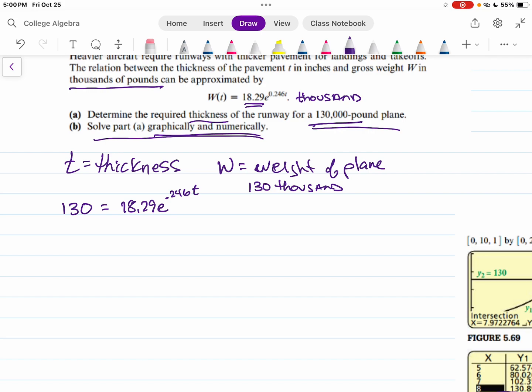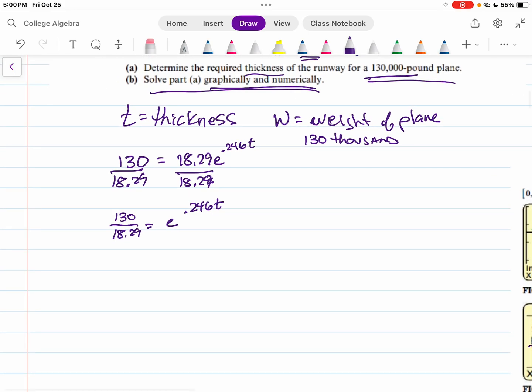So we're going to do inverse operations and start solving for the e to the power. So we're going to divide both sides by 18.29. Again, I would leave it like that. Don't divide it out. Leave it as a fraction. So 130 over 18.29 equals e to the 0.246t.